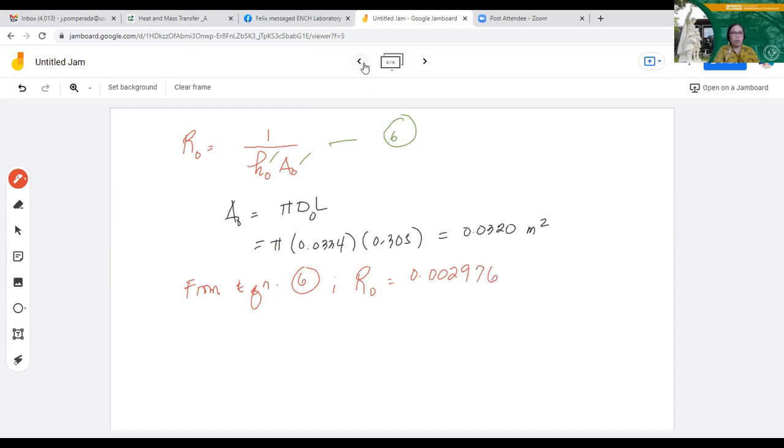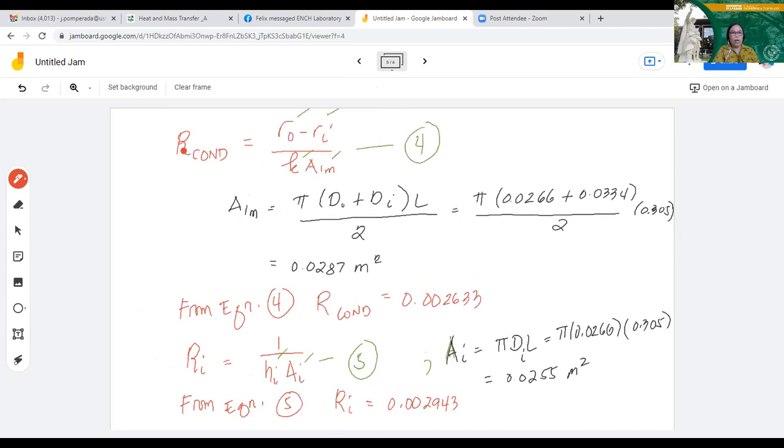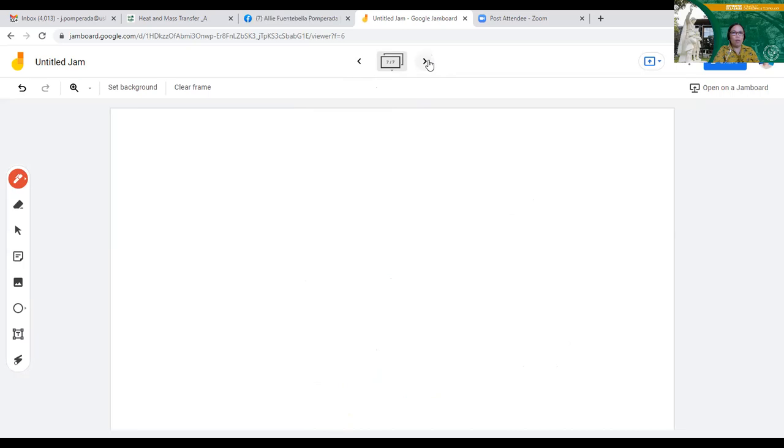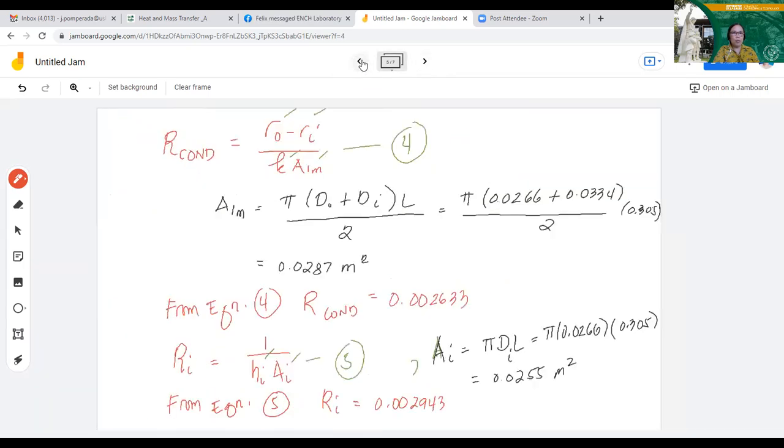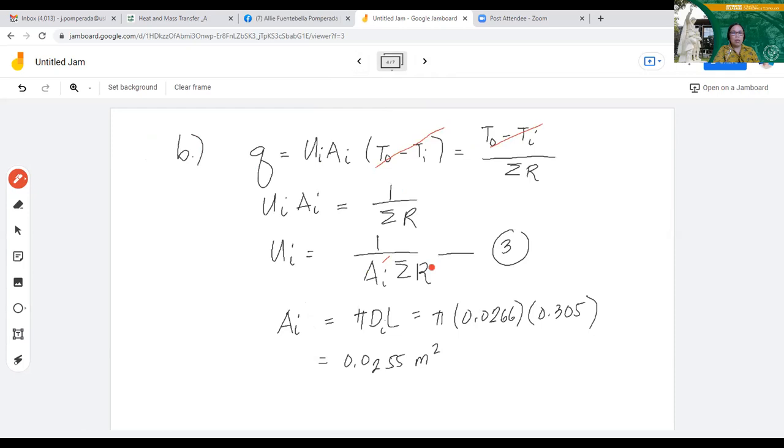Okay. Now your resistances are complete already. So you have your R sub o, you have your R sub i, and you have your R due to conduction, the resistance offered by the pipe itself. So what you're going to do next is solve for your series of resistances. Why we solve for that, because you could see in our formula number 3, I solved already A sub i. In formula number 3, you need the summation of resistances together with the inside area of the pipe to get what is required here in letter B. So we will just do that.